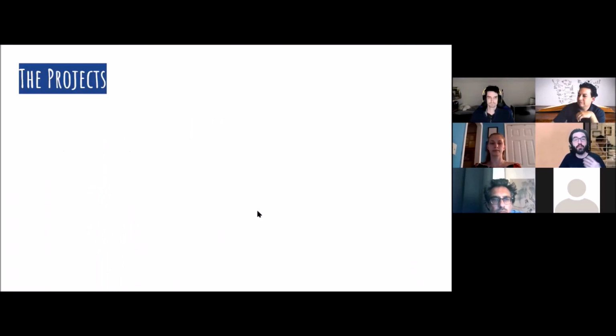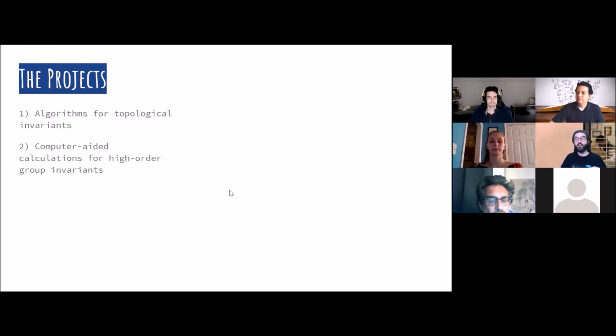Okay, so here are some of the projects that I have in mind. The first one is just algorithms for topological invariants. Can we use Mathematica or GAP or something and algorithmically calculate some of these topological invariants? Aviva is working on some of this right now. Another project is some computer-aided calculations for some higher-order group invariants.